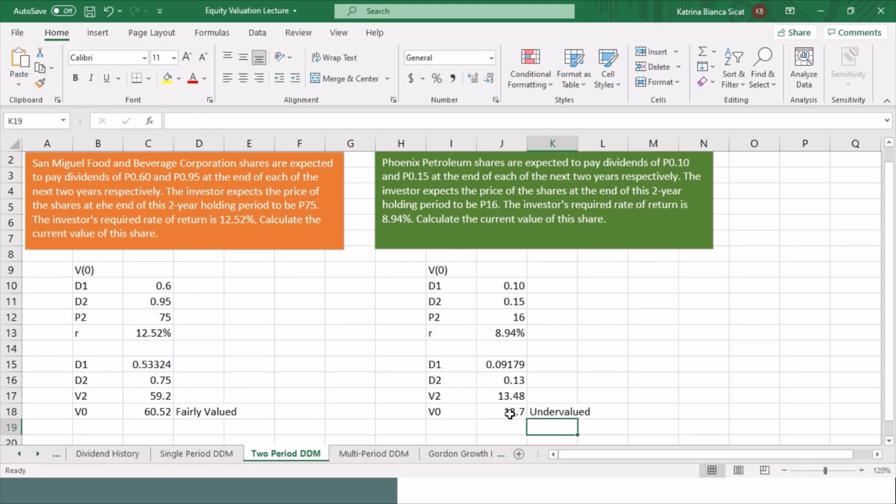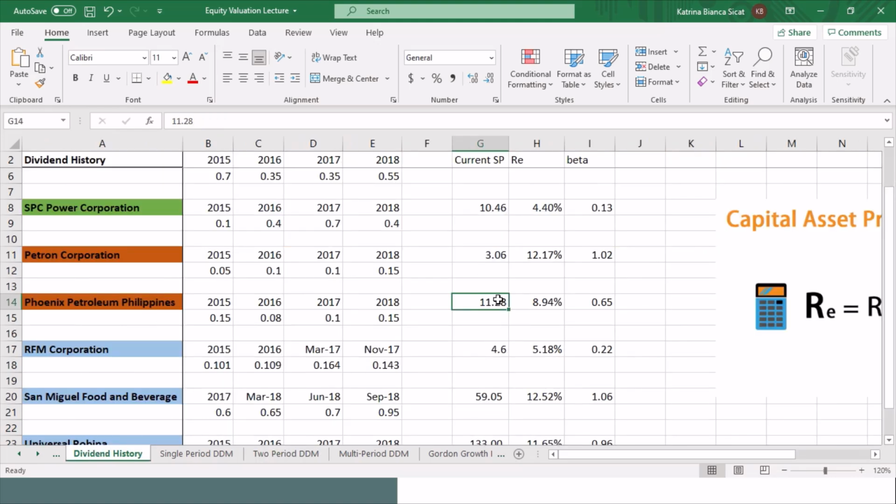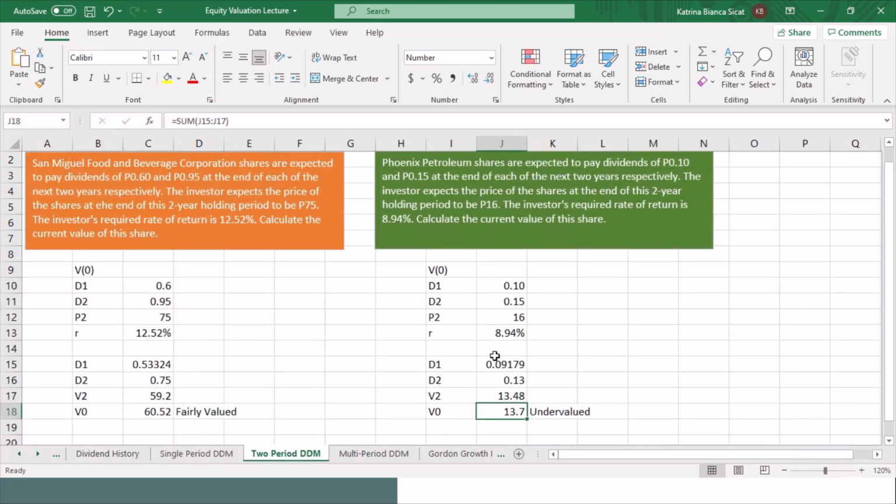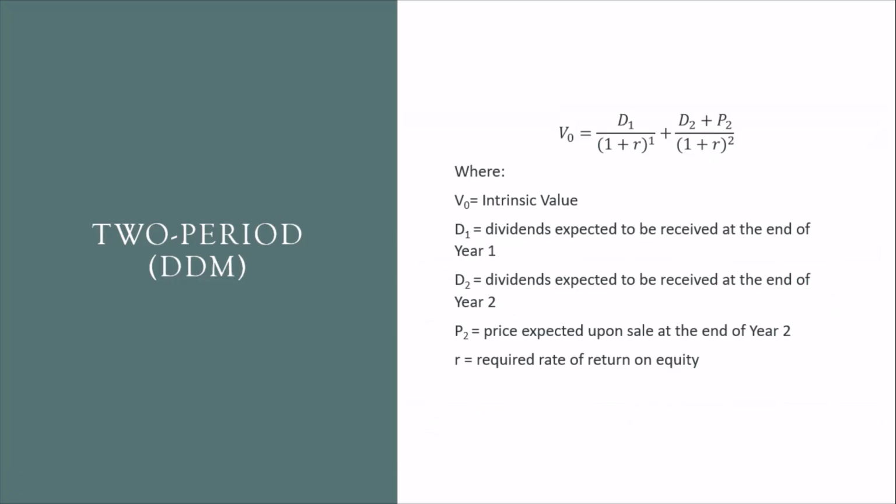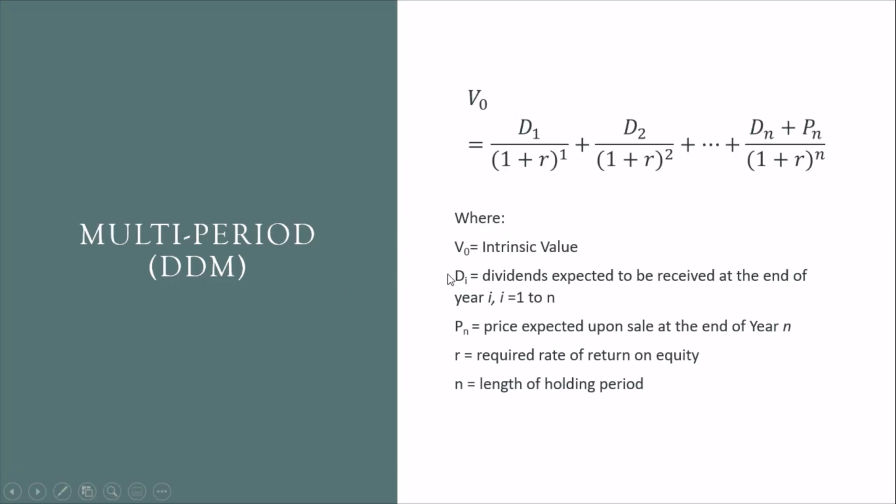Undervalued because the intrinsic value is greater than the market price. Again, tignan mo, it's 13.7 and this is 11.28. Okay, so murang-mura siya sa market. Okay, I think at this point, actually, hindi na kailangan tignan pa yung formula natin dyan because it's just the same.